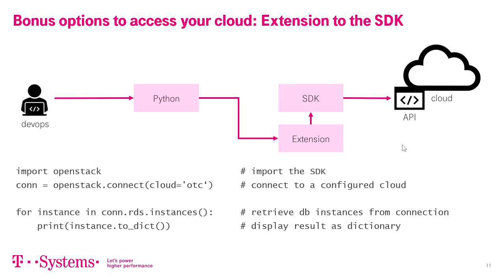A remark regarding the SDK: it can be extended if you have extra features in your cloud that surpass the classic OpenStack API. I just briefly mention it because we have a couple of extra services, like extra database services, for example. RDS is a database service. And the way you access those extensions is just the same as with the classic SDK. You connect to it, and then you have different resource objects that can be accessed. More details you can find in the documentation.